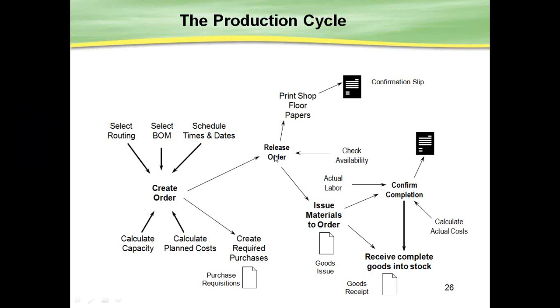It means that order is ready for production. Then print shop floor papers, some specific kind of instruction which you want to pass to the shop floor guys for the material handling, or any kind of instruction, which we call shop floor papers. Then issue material to order. Issue material means here we issue the raw material, your cap, your plastic granule to the order. Then comes confirmation of completion.